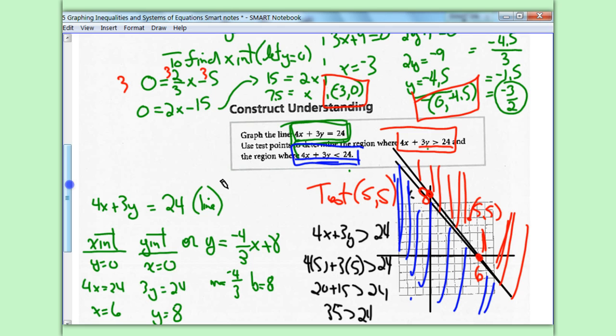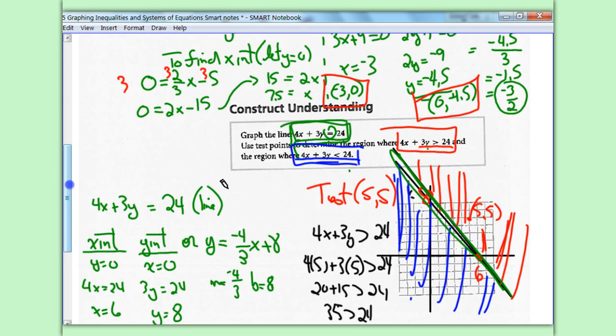What's the middle? The middle is the equals. And so my dog can walk on the line, my dog can walk above the line, my dog can walk below. Those are the three regions based on that boundary, okay?